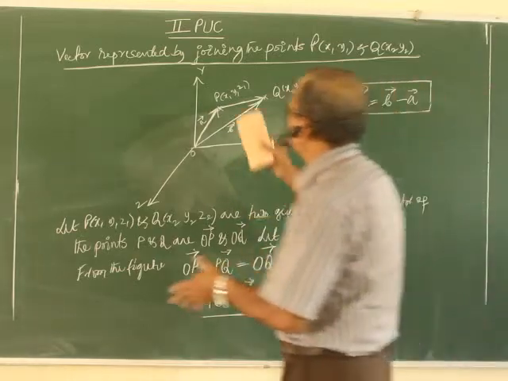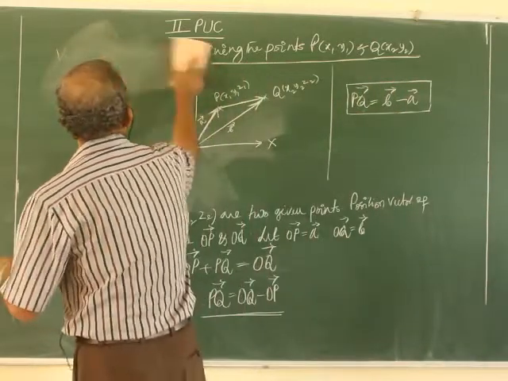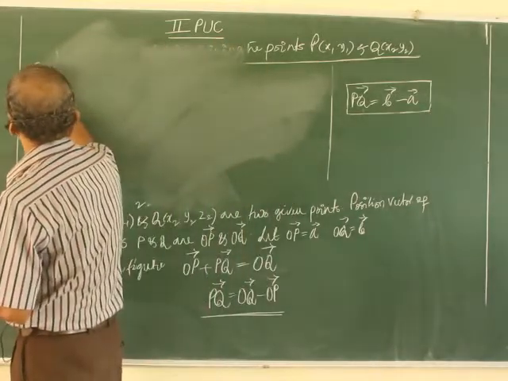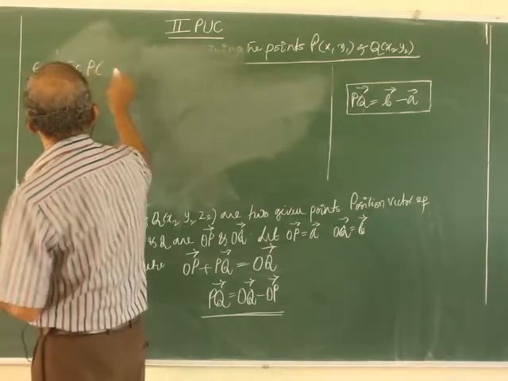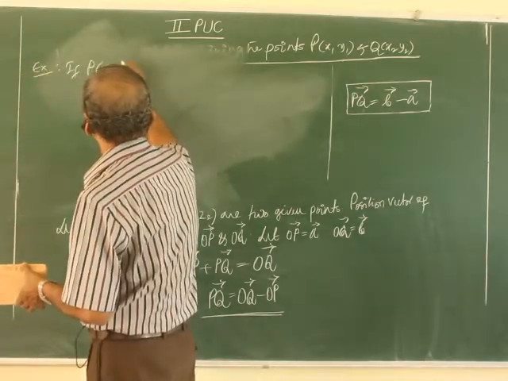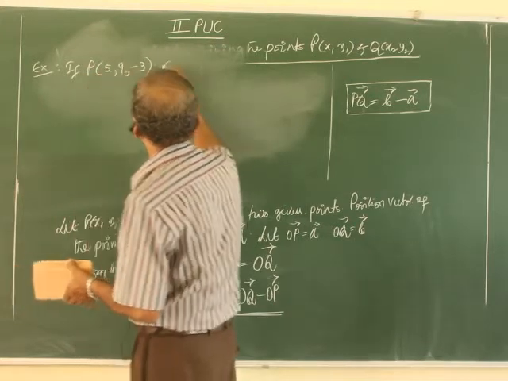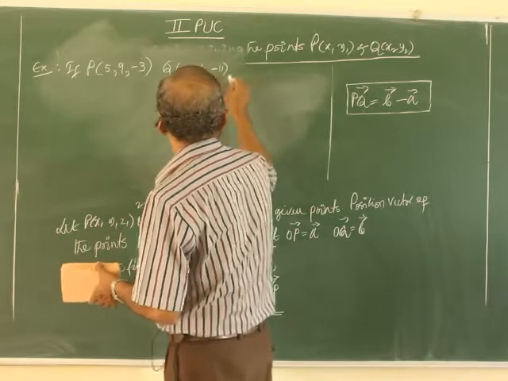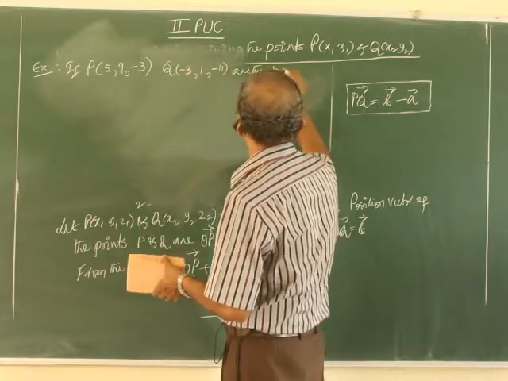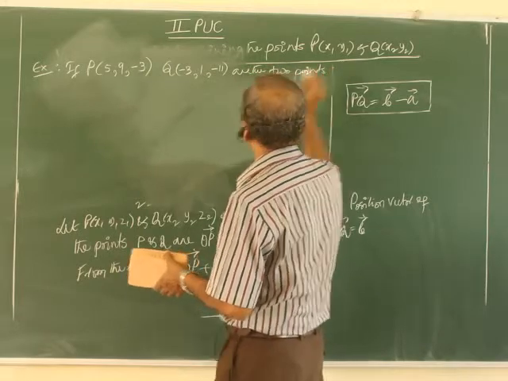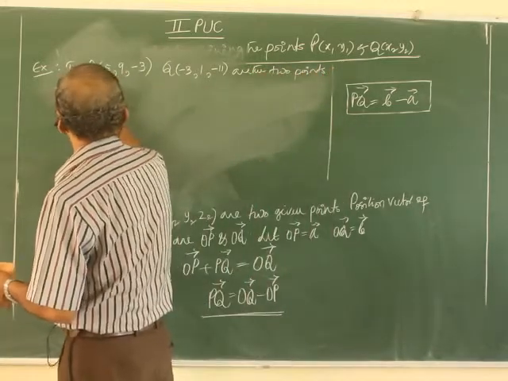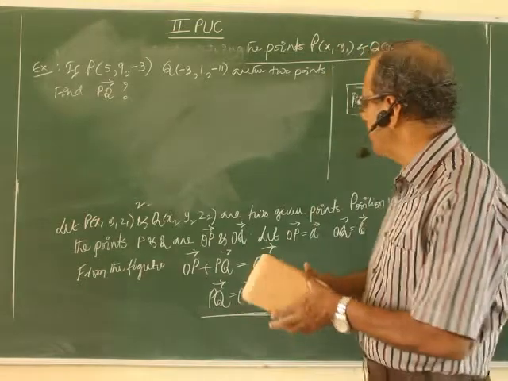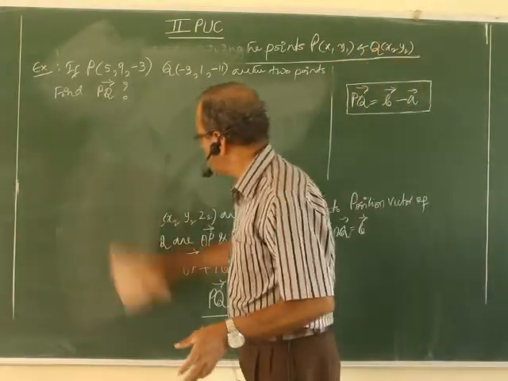Right? Next, let me have 1 or 2 examples so the idea will be clear. Example: if P is (5, 9, -3) and Q is (-3, 1, -11) are the 2 points, find the vector represented by PQ. Simple problem. Given 2 points, how to find the vector represented by them?